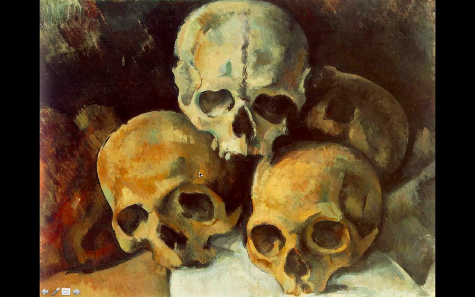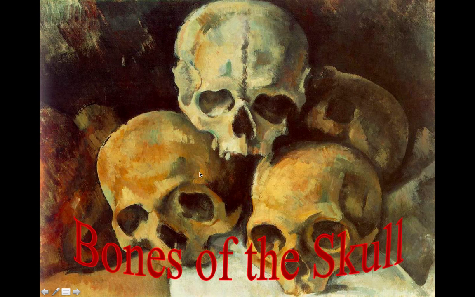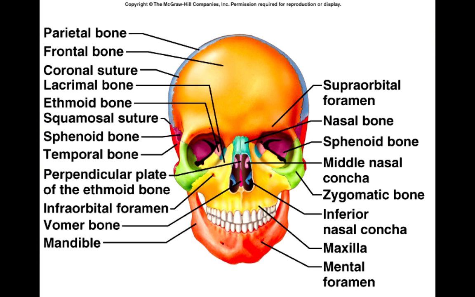All right, this will be the bones of the skull. There's a lot of bones in the skull with a lot of features, so we're just going to highlight the ones that we need to know for the class. So with this anterior view, first one we're going to look at is the frontal bone. And the frontal bone makes up the frontal part of the skull.